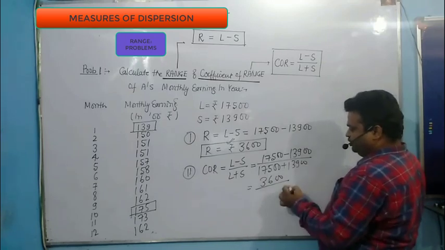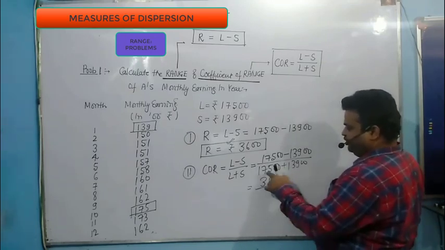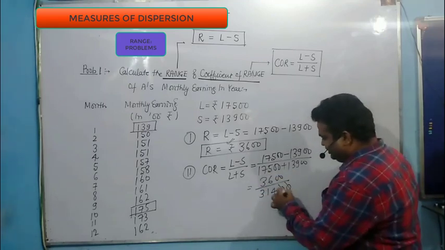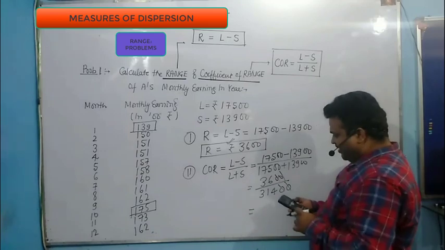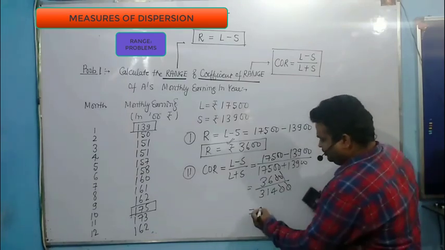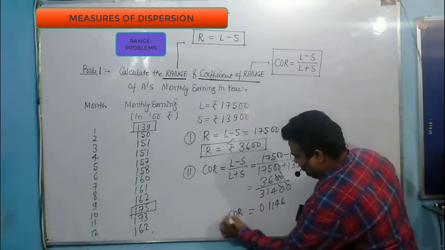Now you add both. 0, 0, 0, 0, 9 plus 5 is 14, carry 1, 4 and 7 is 11 plus 1 carry 1, 1 3. So now you cut the two zeros. Now 36 divided by 314. 36 divided by 314, you will get 0.1146, which is your coefficient of range.